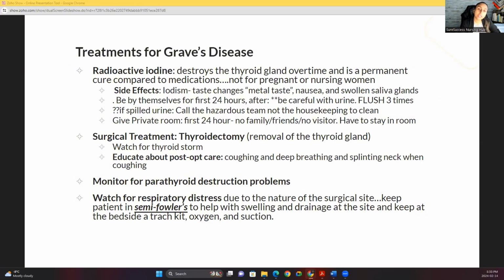1, 2, 3, and then the radioactivity will be gone. Because your urine, your sweating, your saliva, everything is radioactive. Do not go with the kids and do not meet with your family members for the first 24 hours. If you're in the hospital, we will give you a private room with no family, friends, or visitors. You have to stay in the room.